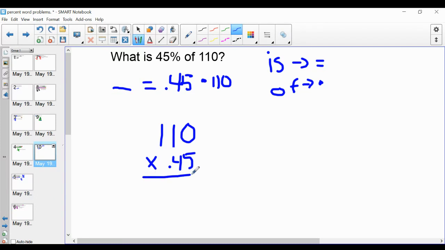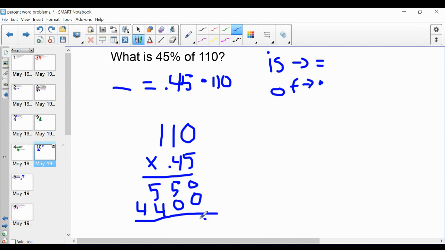5 times 0 is 0. 5 times 1 is 5. 5 times 1 is 5. 0 for a placeholder. 4 times 0 is 0. 4 times 1 is 4. 4 times 1 is 4 again. So now we need to add them all up.